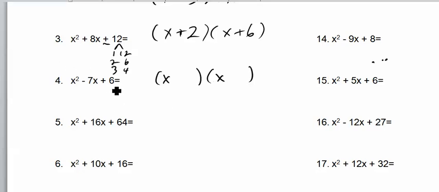Because this is plus, we're looking for factors of 6 that when we add them equal 7, or negative 7. So we have 1 and 6, 2 and 3. When we add 1 and 6, we get 7. But we actually need them to be negative 1 and negative 6 so that they equal negative 7.